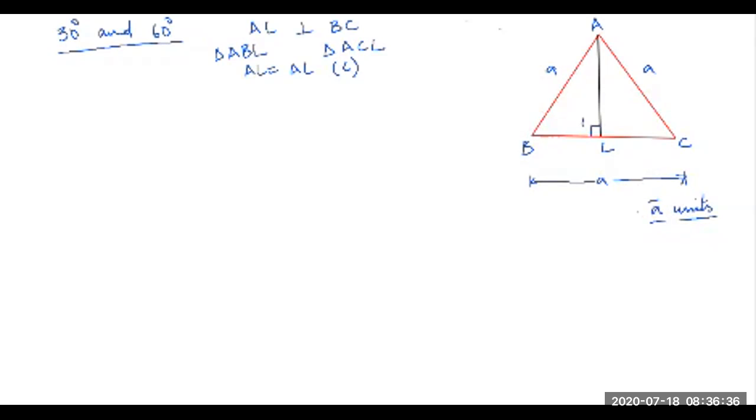Okay? Let's say this angle is 1 and this angle is 2. Angle 1 is equal to angle 2 because they are 90 degree, and also the third side AB is equal to AC. AB is equal to AC, this is given. So actually this AB and AC are also the hypotenuse for triangle ALB and ALC. Applying RHS rule, I can say these two triangles are congruent.